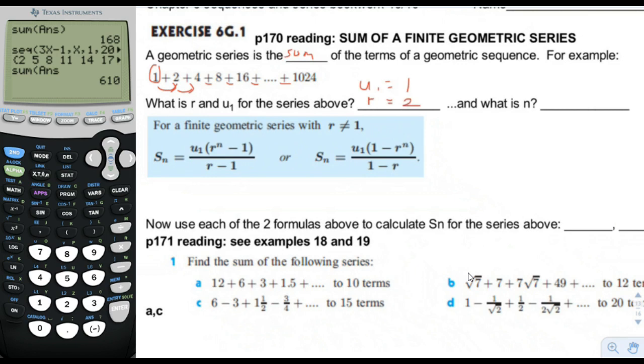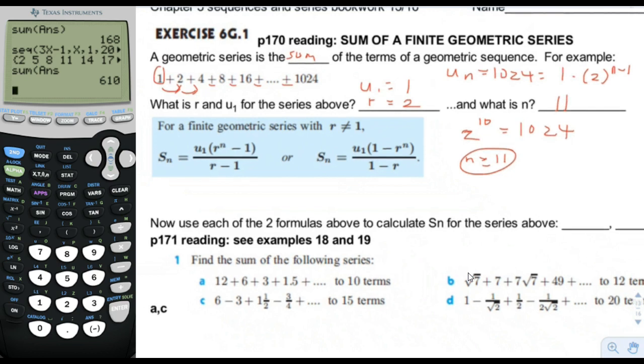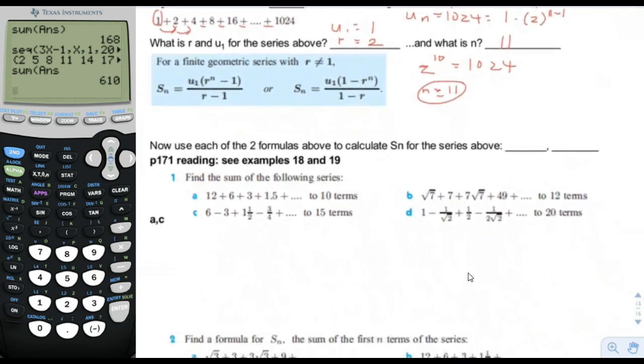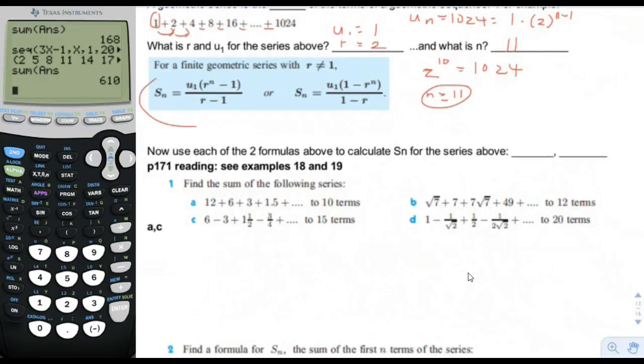So what is n? Okay, un equals 1024, it's equal to 1 times 2 to the n minus 1. Well, from past experience, I know that 2 to the 10th is 1024, so that means n is equal to 11, right?